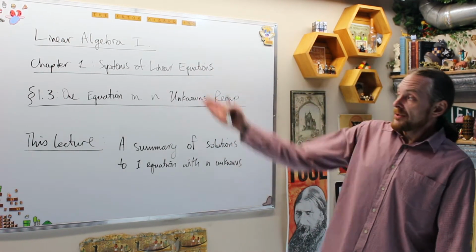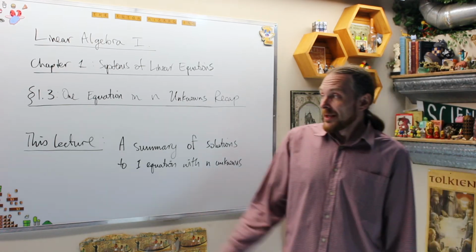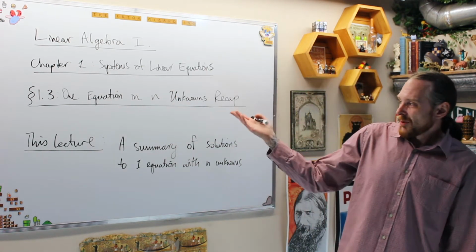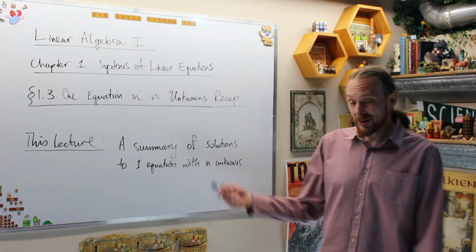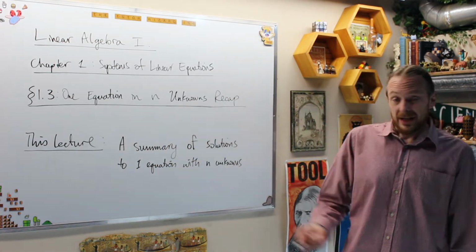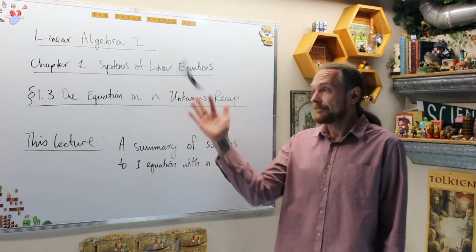Linear Algebra 1. Chapter 1 is Systems of Linear Equations. Section 1.3, we're going to do one equation and one unknown recap. Basically, what that means is this lecture, we're going to do a summary of solutions to one equation with n unknowns. Let's do that.